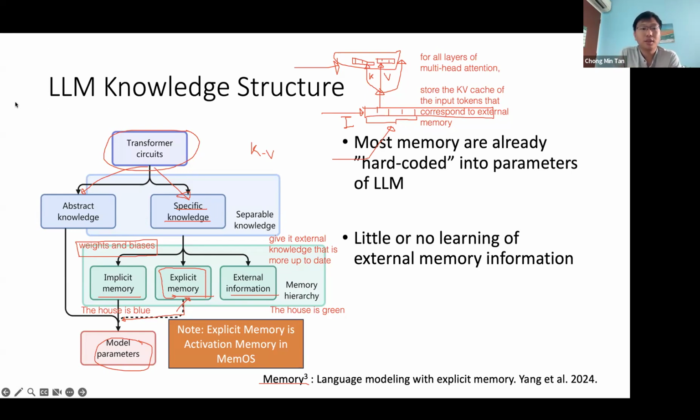So any questions so far in terms of these things here? Implicit memory, external information. I think these more or less are the three main things in MemOS. Any questions? Oh, okay, all good. That's great.